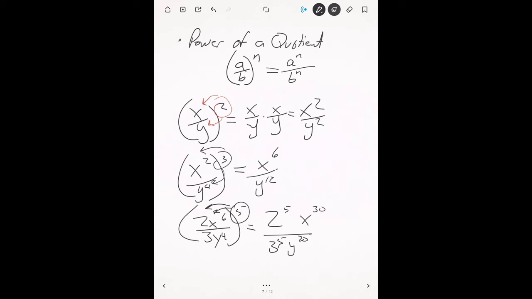I applied that exponent to each thing within the fraction there. Numbers and variables. So there we go. We're all set with these. Power of a product and power of a quotient.